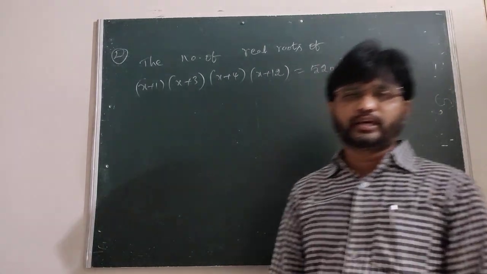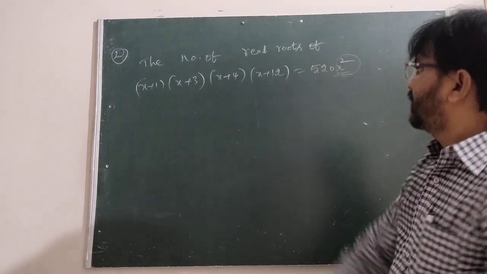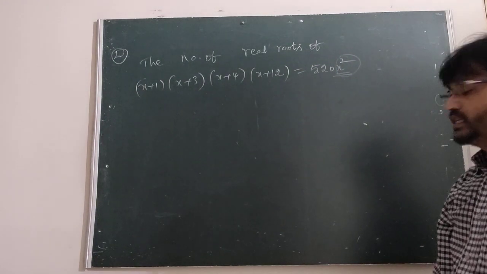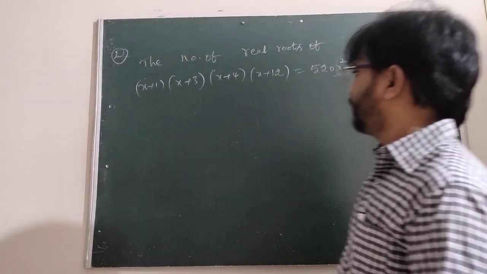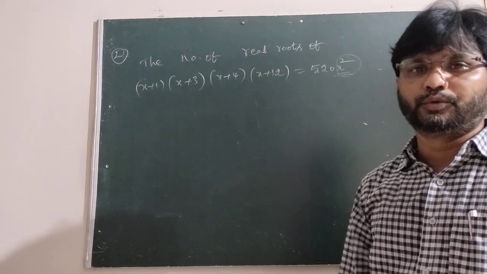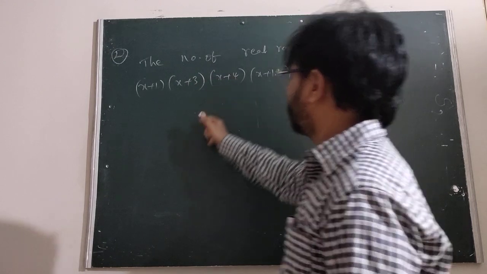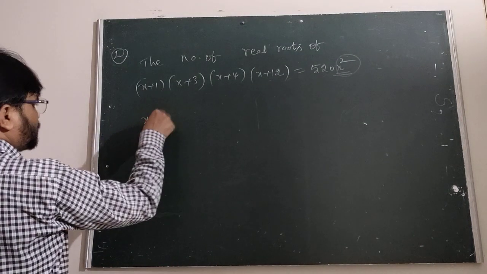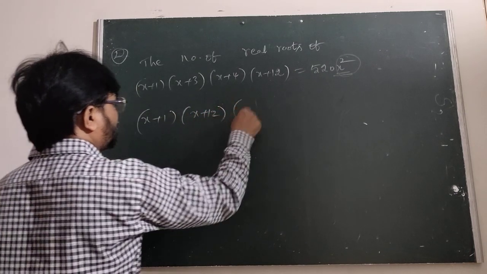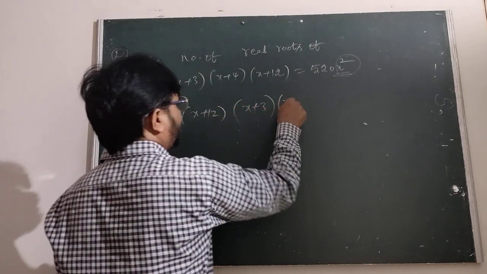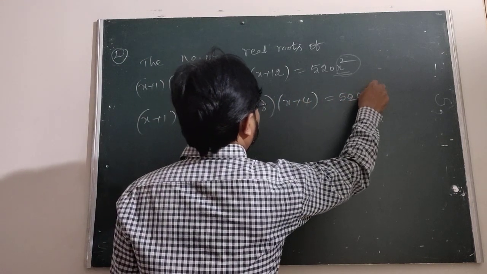In this case, we can observe that when the right-hand side has x², we can pair the factors so that the product of any two constants equals the product of the other two. Here 1 times 12 is 12, and 3 times 4 is 12. Now we take the ends together, (x+1)(x+12), and the last two, (x+3)(x+4), equal to 520x².